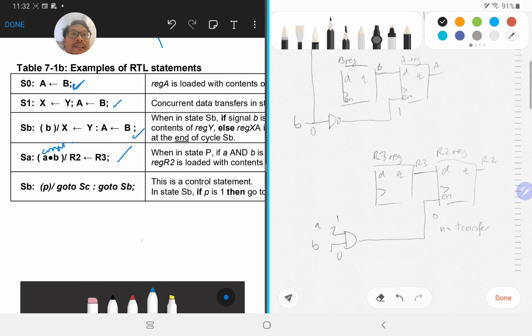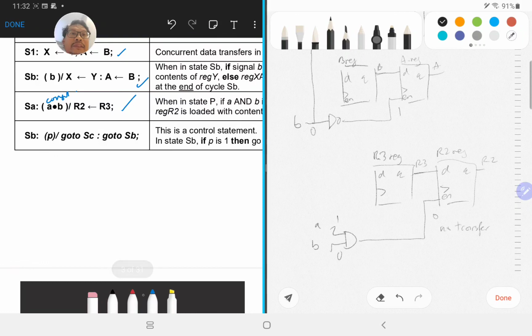Let's continue. The last one is also quite important: go to SC, go to SB. This means that based on the control signal P, we are going to go to a certain state, normally after we finish the RTL process. Once we have done the transfer to the register, we are going to go to a different state. I think we'll see more examples of this one.